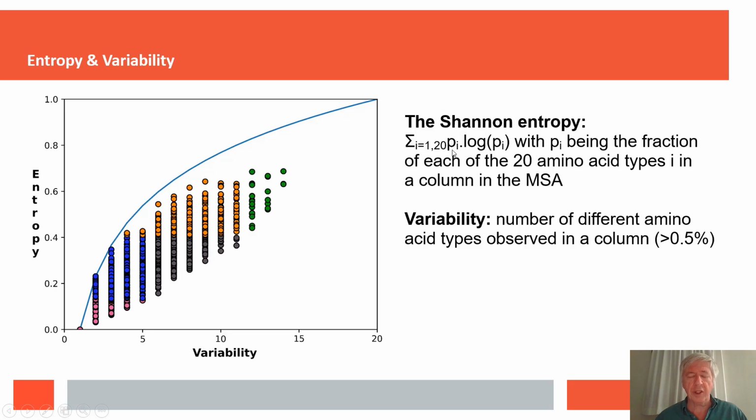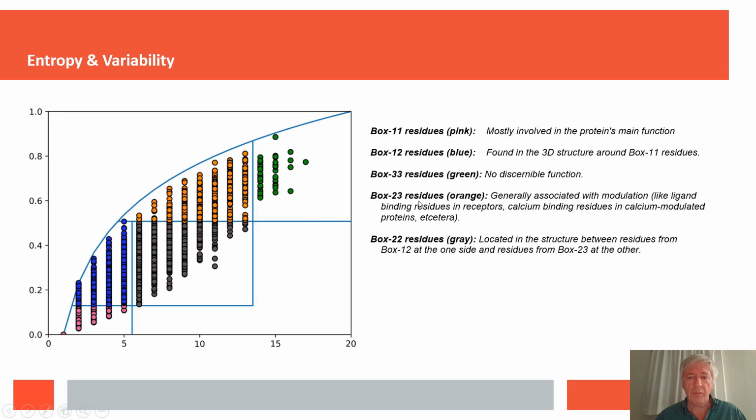The Shannon entropy is simply the p_i log p_i for the 20 residue types i at position p in the multiple sequence alignment, and the variability is the number of different residues observed in that column, although anything observed less than 0.5% is not counted, to avoid that we accidentally get bad results when we accidentally align something that shouldn't be in there, or when there are sequencing errors.